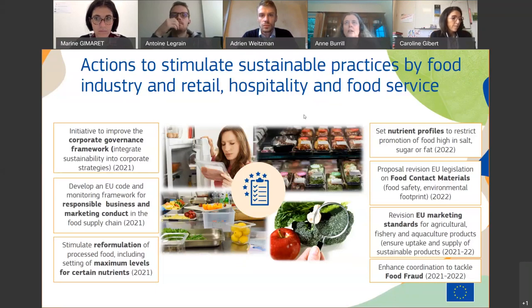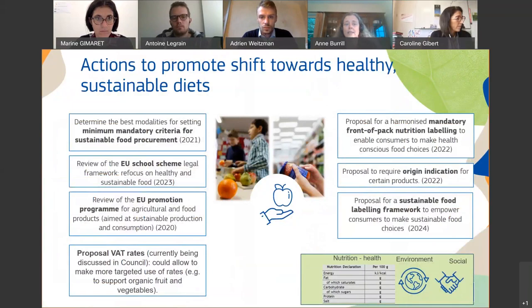The Farm to Fork strategy also has actions that specifically address the consumers. And one of these is to move towards more information through additional labels on food. And so we're going to be looking at, it's a very complex issue, making a proposal for a sustainable food labeling framework. This is something we've got on the program for 2024, so it's not going to come out immediately.